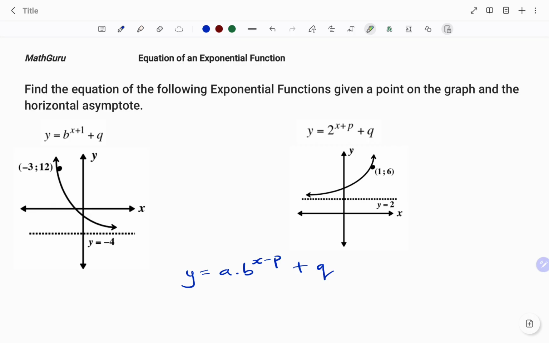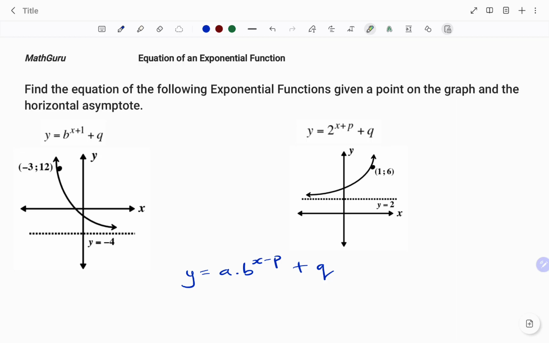the greater the value of a, the further the graph is stretched from the asymptote. The q determines the vertical shift. If it's a value greater than 0, then we have the graph shifting upwards. But if the value of q is less than 0, then we have the graph shifting vertically downwards. B on the other hand determines the rate of growth or decay and is always positive. It always has a value that cannot be equal to 1.